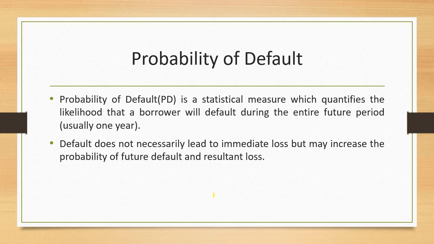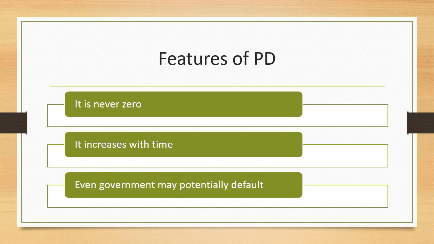So we have just discussed the concept of probability of default. Now what are the features of PD? The first thing that we have to understand is that PD is never zero. It does not matter who the borrower is, you don't take PD as zero. One exception could be a sovereign, or a government which has borrowed, where we say that the PD can be zero, which is technically correct.